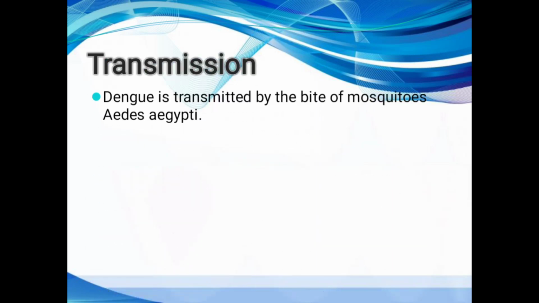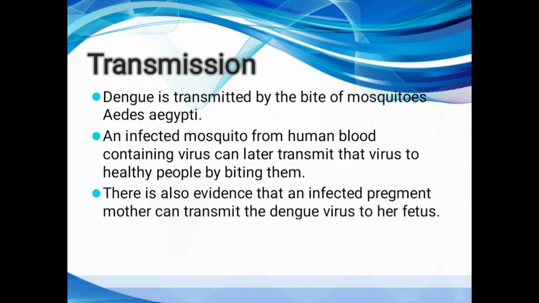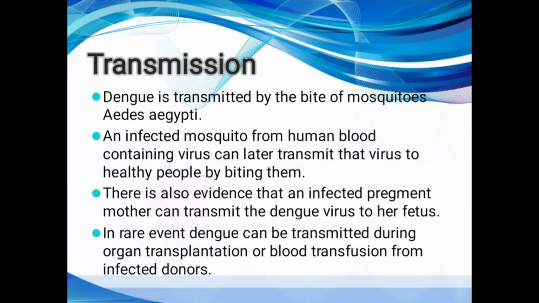Transmission. Dengue is transmitted by the bite of the mosquito Aedes aegypti. An infected mosquito that has taken human blood containing the virus can later transmit that virus to healthy people by biting them. There is also evidence that an infected pregnant mother can transmit the dengue virus to her fetus. In rare events, dengue can be transmitted during organ transplantation or blood transfusion from infected donors.